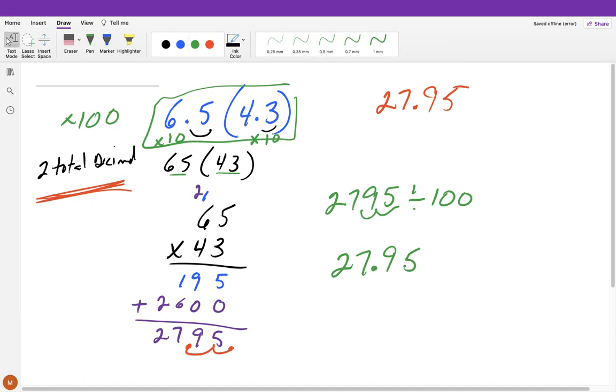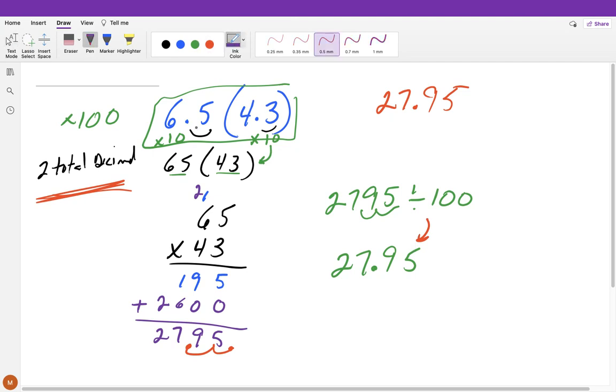So in math, a lot of times we manipulate our problem to put it in something that is easier for us to do, maybe something that we recognize doing in the past, something that we've learned before, but we can manipulate our numbers. But since we manipulated and created this 65 times 43 by essentially multiplying by 100, at the end, we needed to undo that manipulation and divide it by 100 to get to its true value.